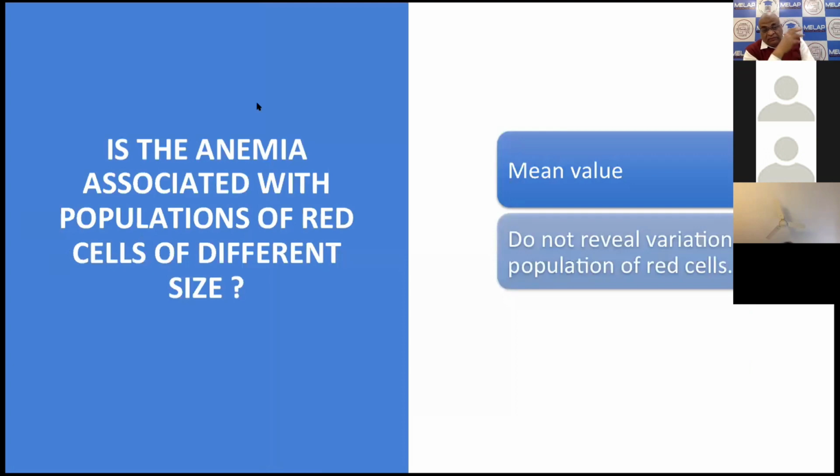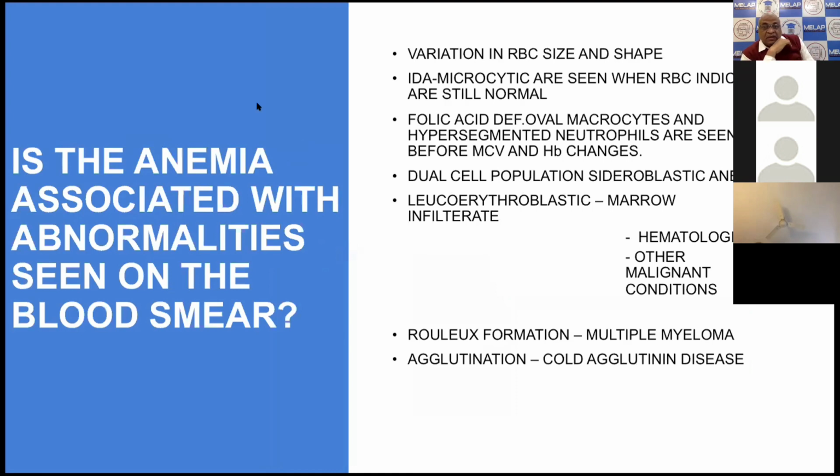Then observe the red cell parameters very carefully, because these machines are providing only mean values. If suppose there are microcytes as well as macrocytes, MCV will be normal. They will not reveal variation in the population of red cells. So you have to observe a peripheral smear to see the variation in RBC size and shape. In iron deficiency, you will find more anisocytosis.